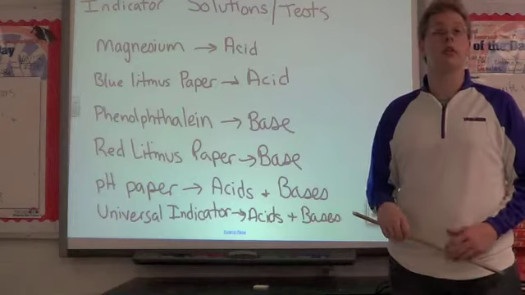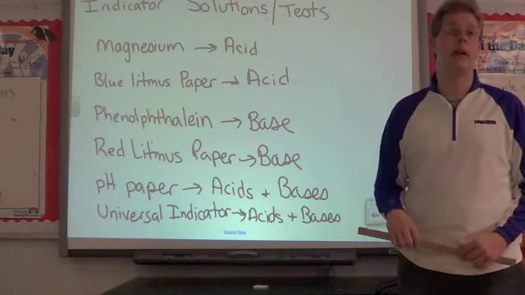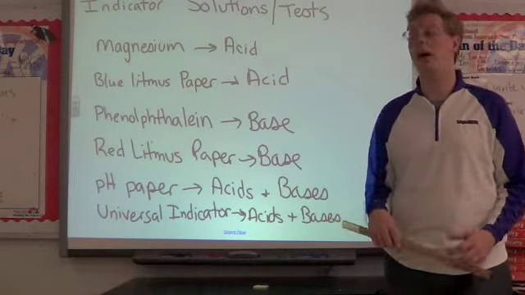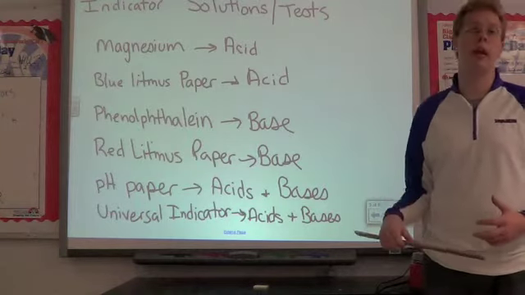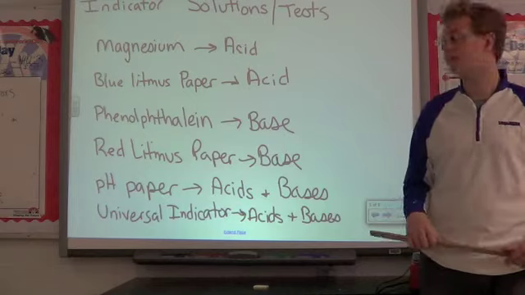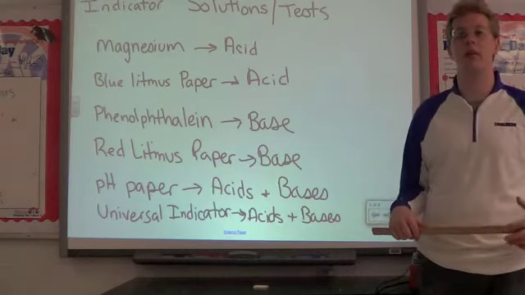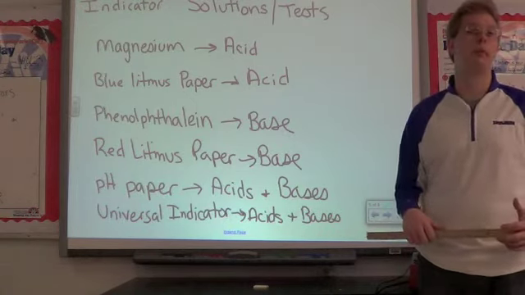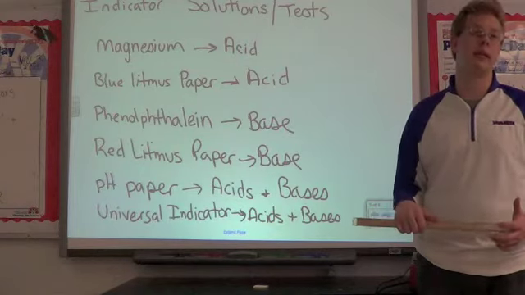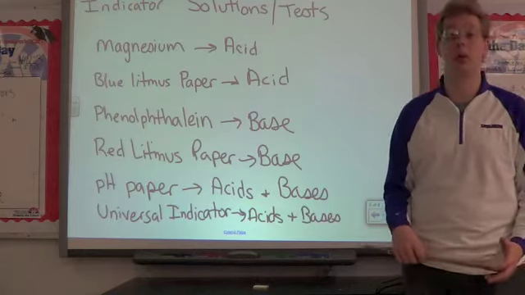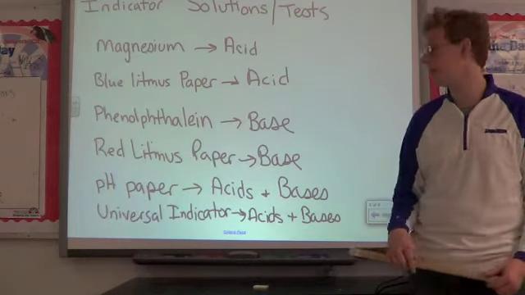We have a couple solutions that we looked at that are just for bases. Phenolphthalein is one of them. And phenolphthalein goes from clear to pink in a basic solution. The other indicator that we have for a base is red litmus paper. And just like blue litmus paper, it changes color just for bases in this case. And so red litmus paper turns blue in the presence of a base.